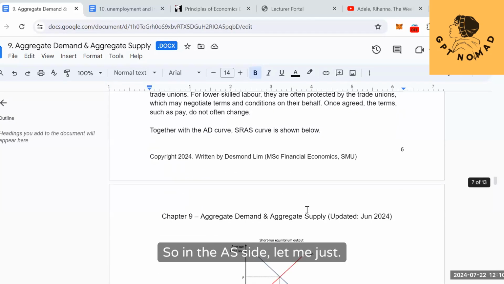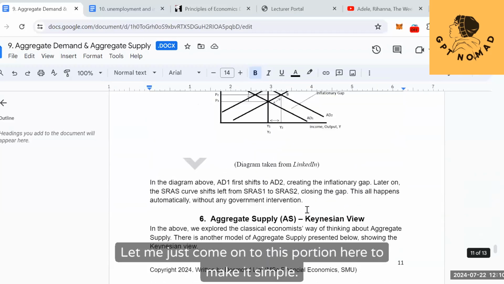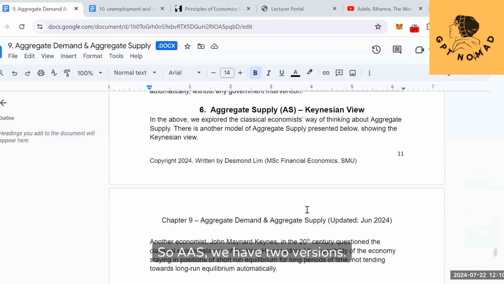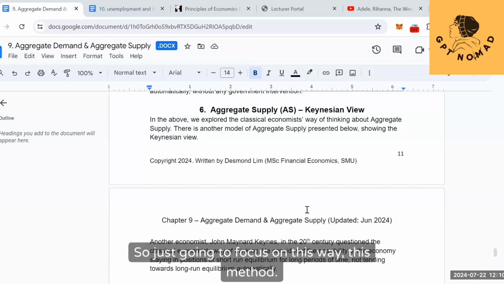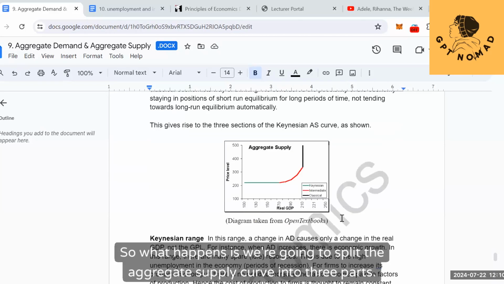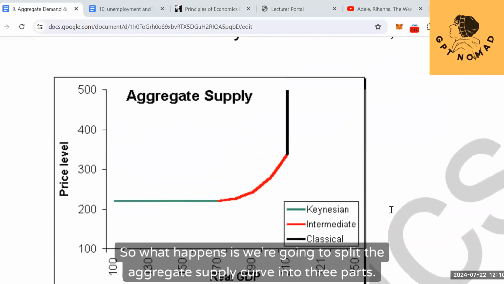All right. So in the AS side, let me just come on to this portion here, to make it simple. So AS, we have two versions. We have two ways of drawing. Because there are two ways of drawing, the explanation, the story behind them will be different. Okay, so just going to focus on this method. We call this the Keynesian view. So what happens is we're going to split the aggregate supply curve into three parts.